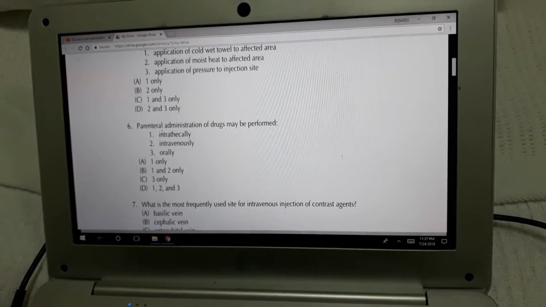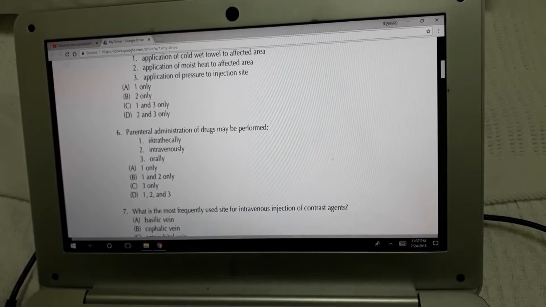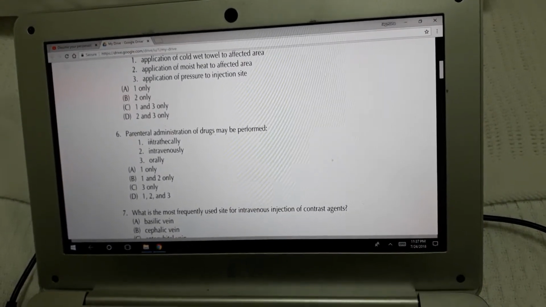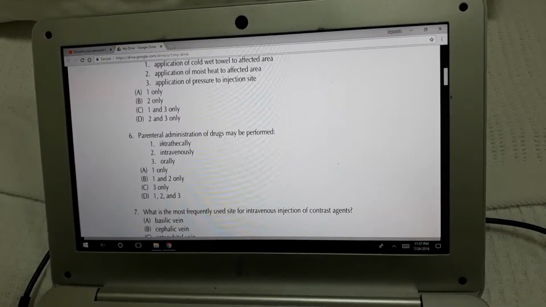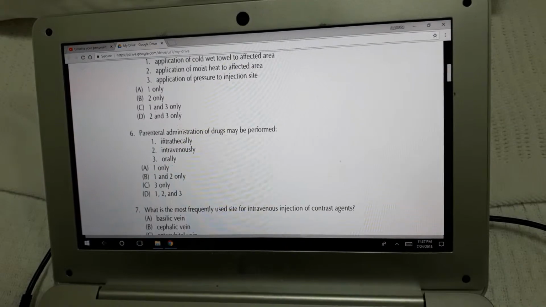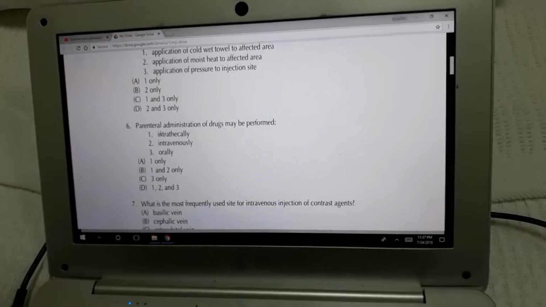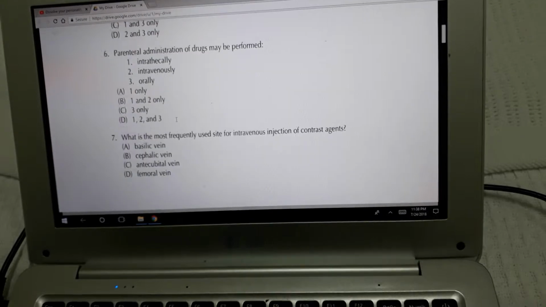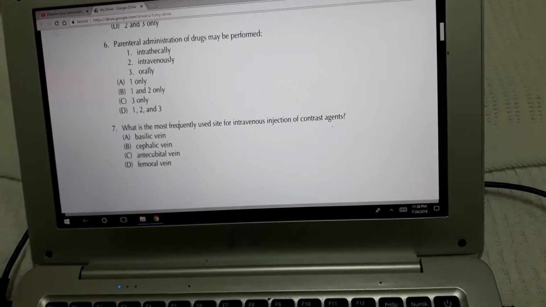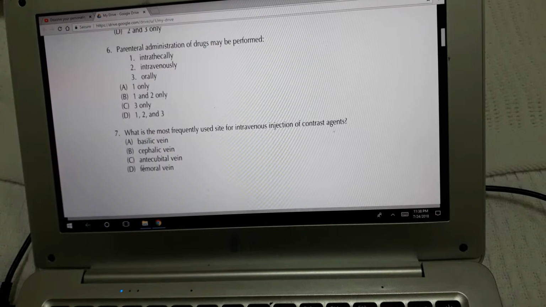Next is: parenteral administration of drugs may be performed. This is intrathecally and intravenously; parenteral means except the oral. Next question: which is the most frequently used site for intravenous injection of contrast media? This is the antecubital.